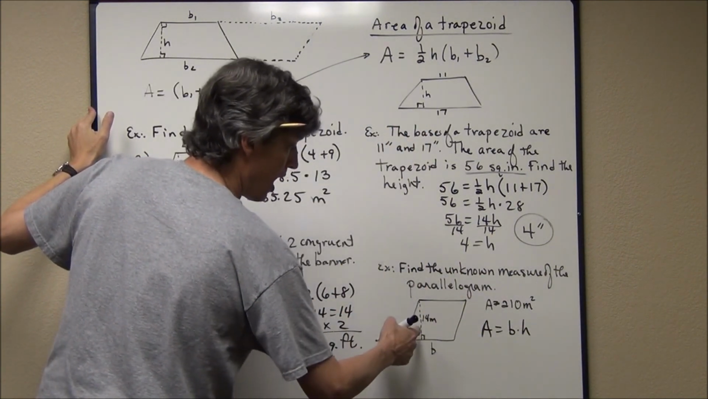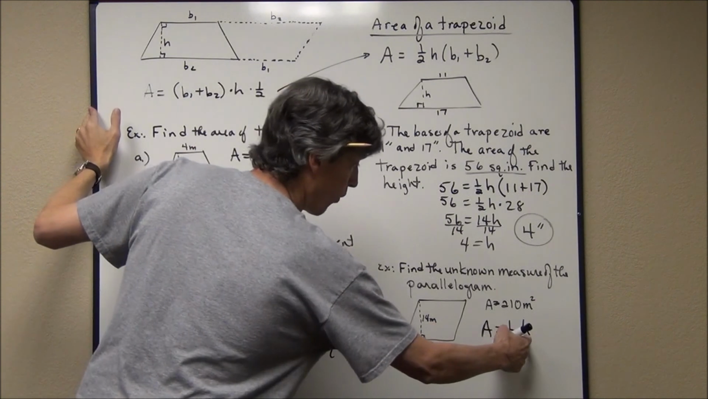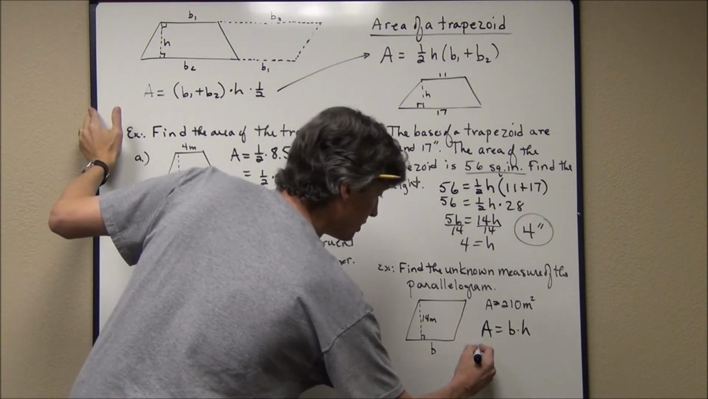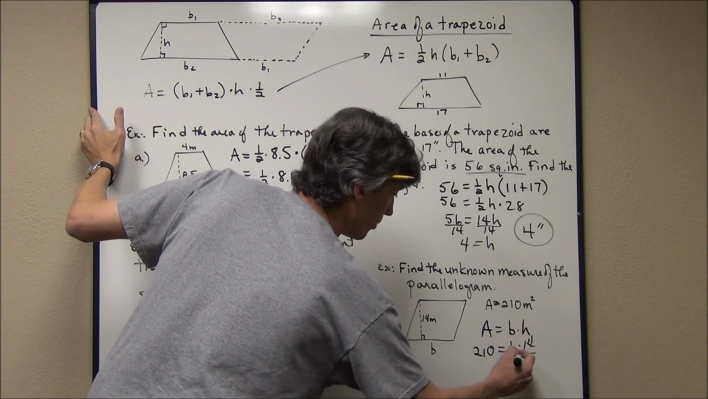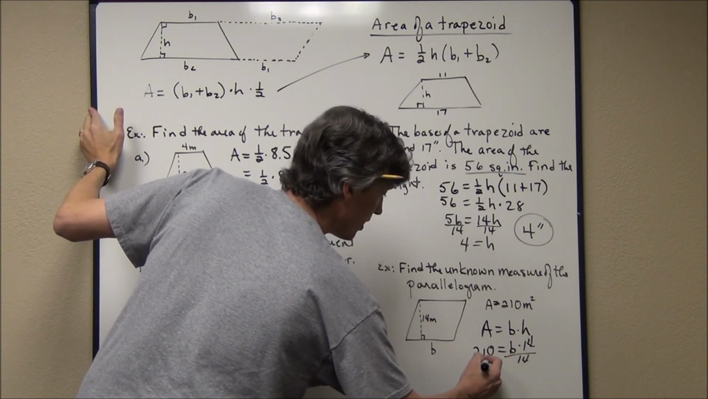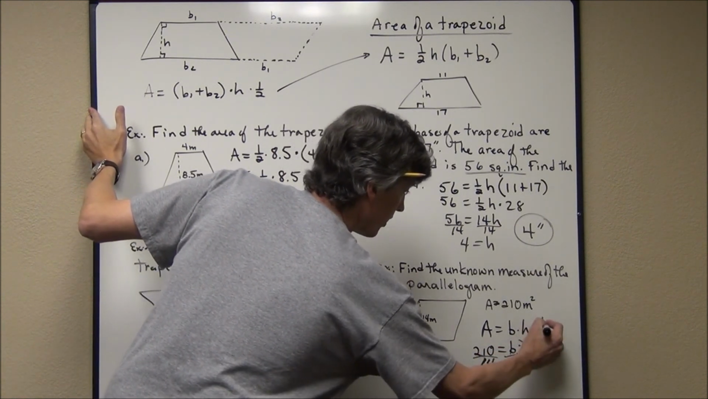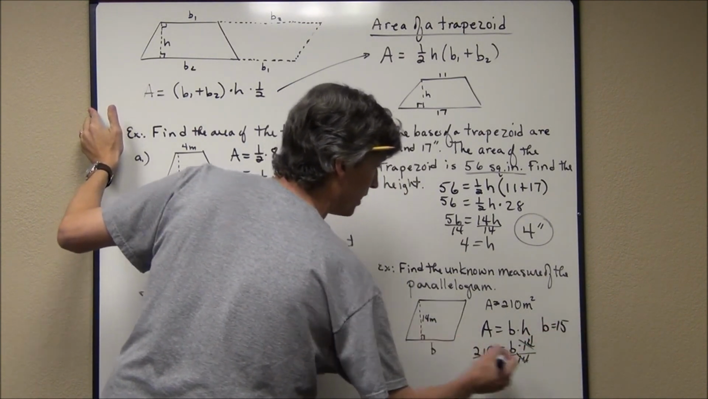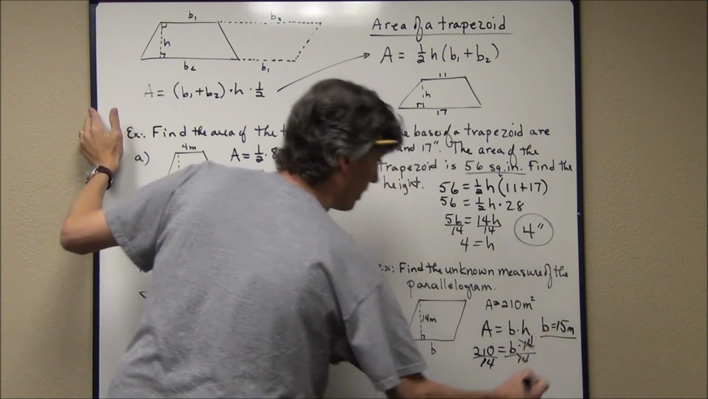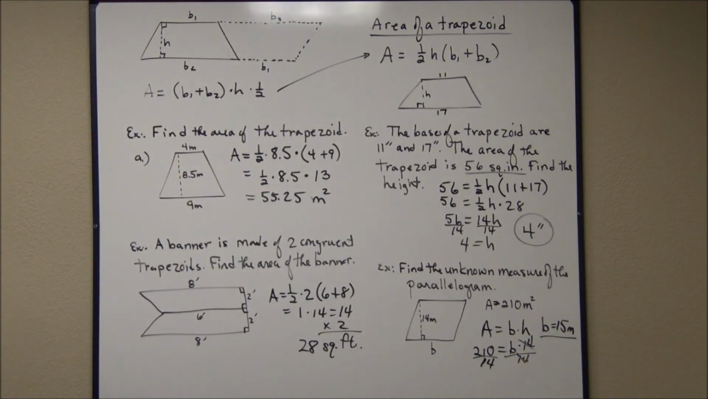No fraction. I'm going to plug in the height, 14, and the area, 210. So I get 210 equals the base times 14. Divide both sides by 14. And 210 divided by 14, if I'm not mistaken, is 15. And this is in meters, not square meters. It's not an area. It's a length of a line segment. It's in linear measure.